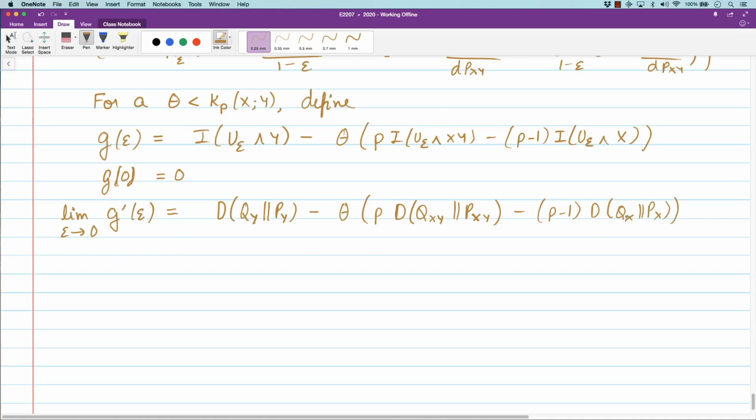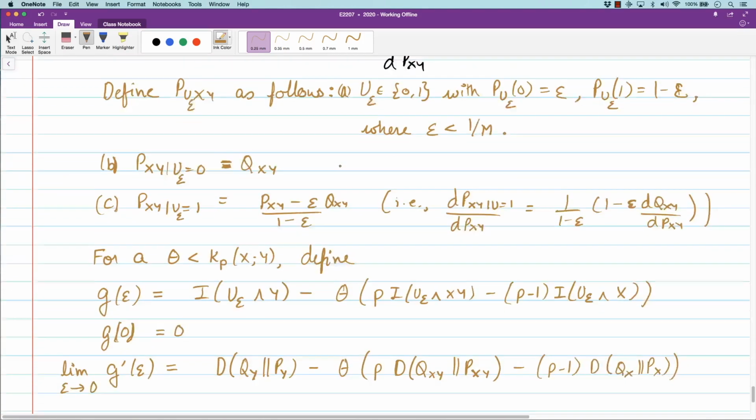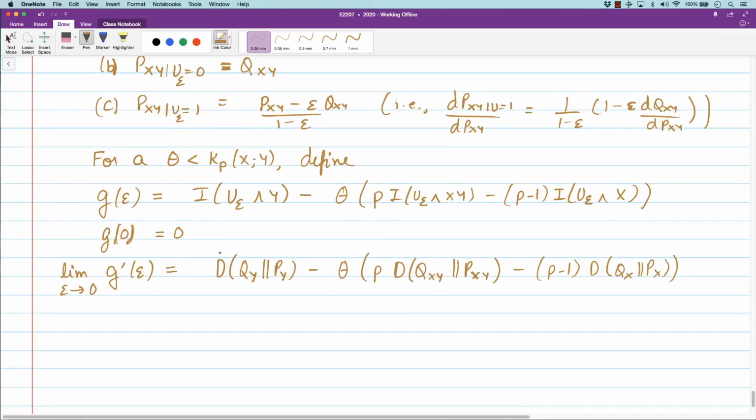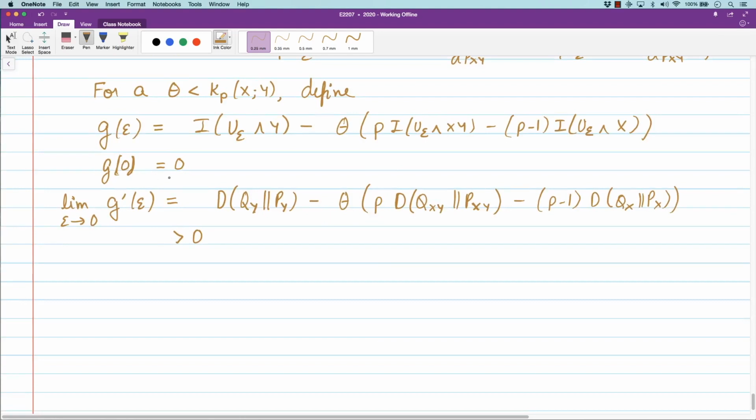And since we have assumed that theta is less than kappa, and this ratio, by the way, is kappa, therefore if we take this part out, which is the non-negative part, then you get some non-negative part times kappa minus theta, which must be strictly greater than 0. So here is a function which starts at 0 and its derivative is strictly greater than 0 at 0. Therefore, there exists some epsilon prime greater than 0 such that g of epsilon prime is strictly greater than 0.